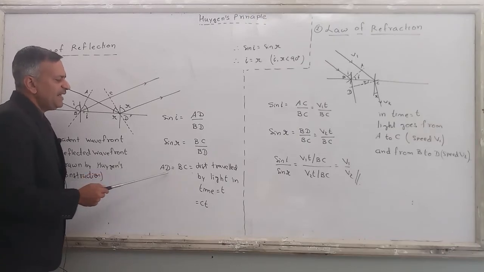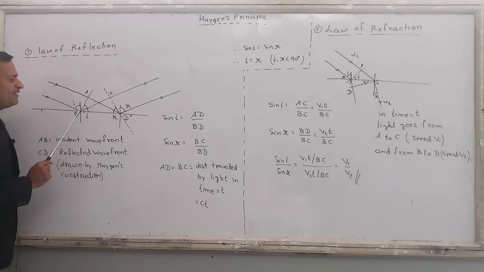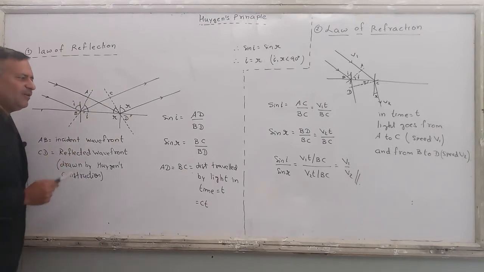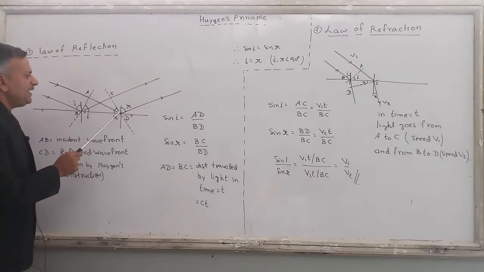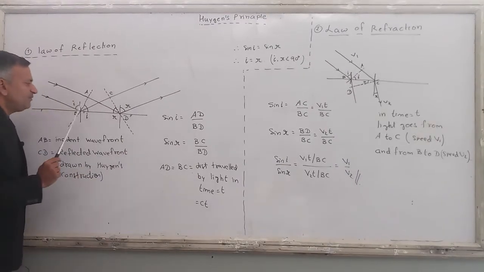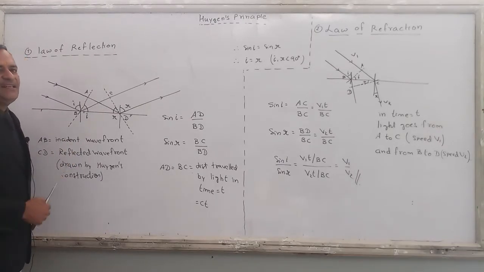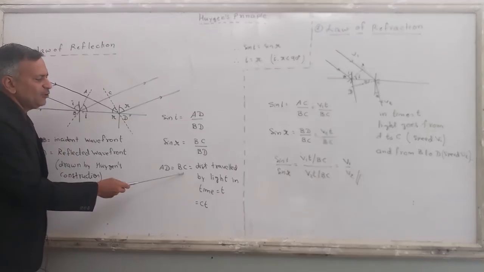Alright, now see, AD and BC will be equal. This distance AD and this distance BC will be equal. Why? Because AD is also the distance traveled by the light in some time, and BC is also the distance traveled by the light in the same time. So AD is equal to BC.